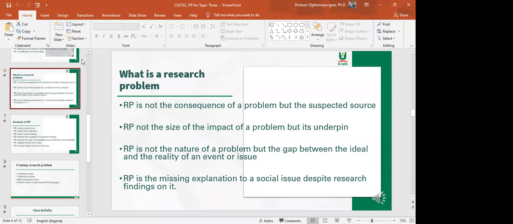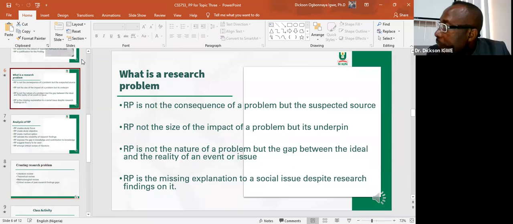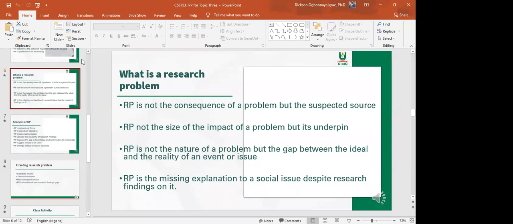God bless you. Should you have a further question? Another question I want to ask. Okay. I want to know the difference between research problem and literature review.